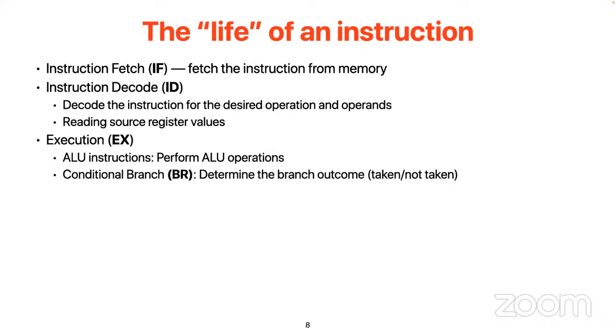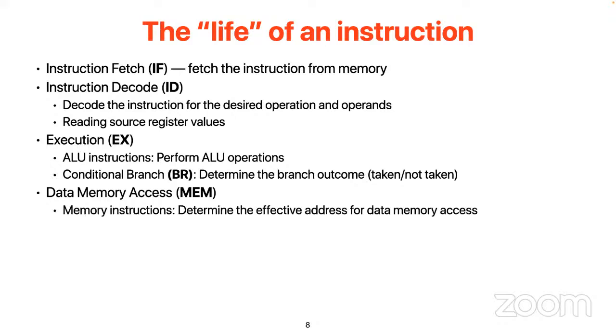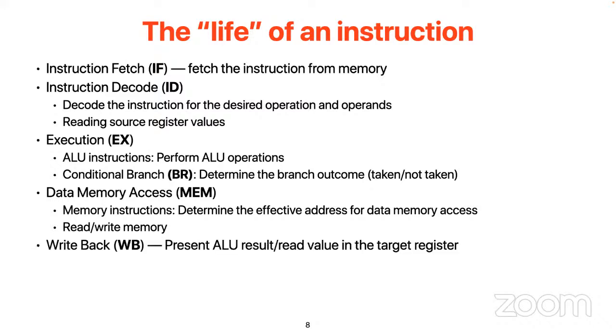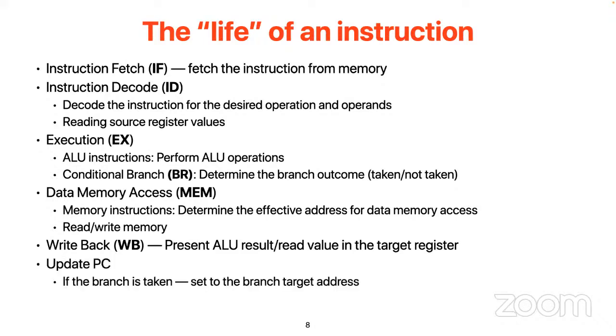Or you might have a conditional branch, which requires you to determine a branch outcome, which means that based on whether it's taken or not taken, you may modify your program counter. And if it's a memory operation, you have to determine the effective address and then read or write the memory. After you get everything done, say you get your ALU result or your memory read result, you want to write that to the register so that later instructions can use it. And finally, you need to update the PC, and depending on whether the branch is taken or not taken, you will do it differently.